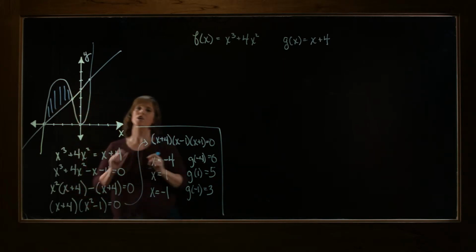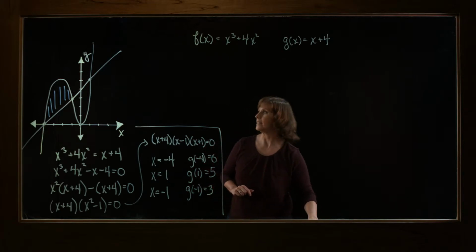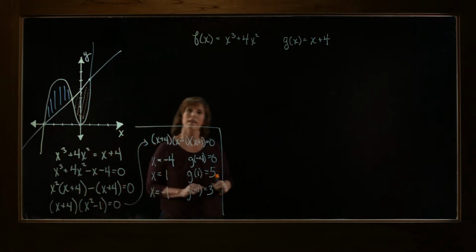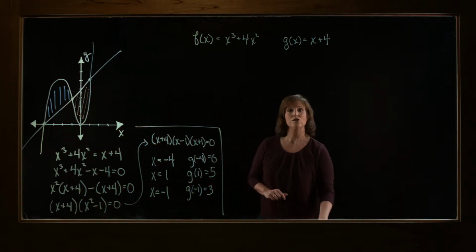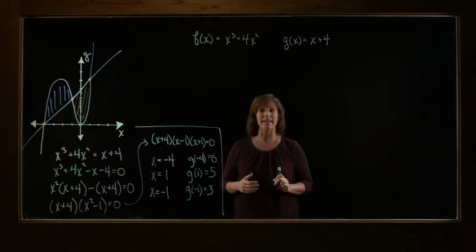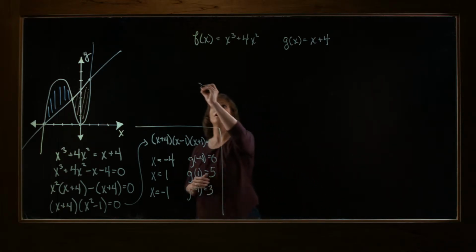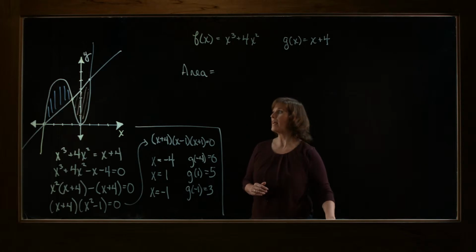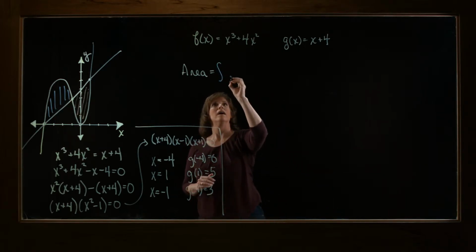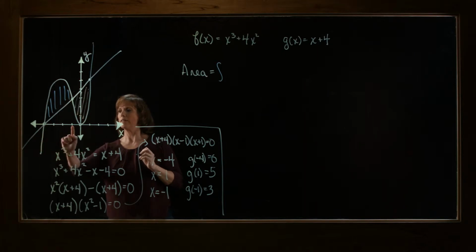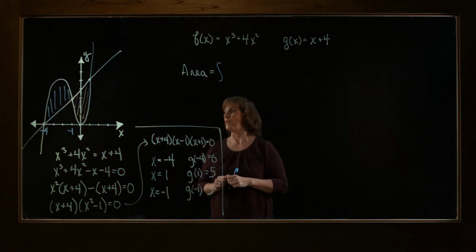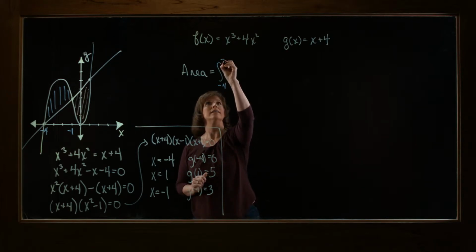Notice that I have two sections. In this section, the cubic is the top function, and in this part, the line is the top function. So I know when I calculate the area, I need to take the top minus the bottom. So for my area, I'm going to have the integral from -4 to -1, because that x-intercept was -4, and that intersection point had an x-coordinate of -1. So I'll be going from -4 to -1.